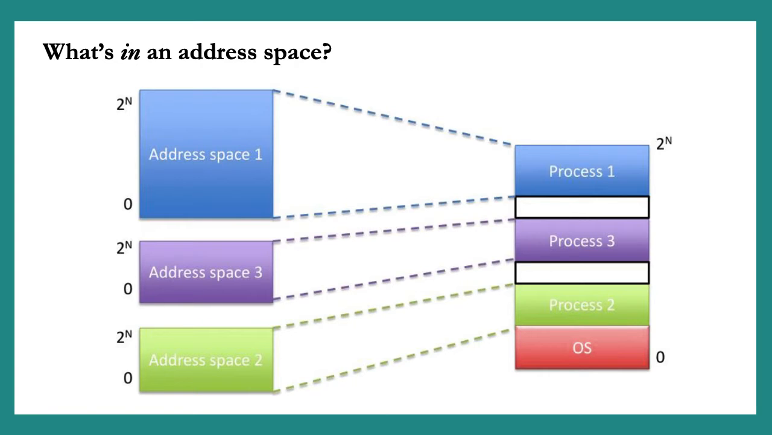z/OS provides each user with a unique address space and maintains the distinction between the program and the data belonging to each address space. Each address space is isolated from one another so that if a failure occurs in one address space, it doesn't affect another address space.